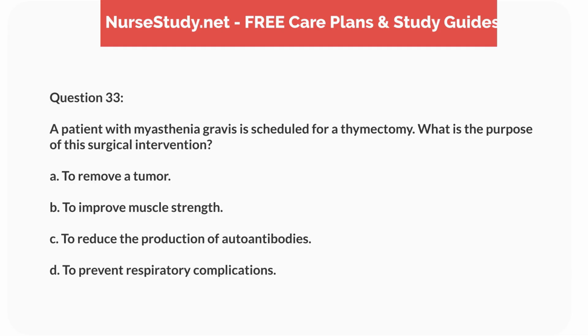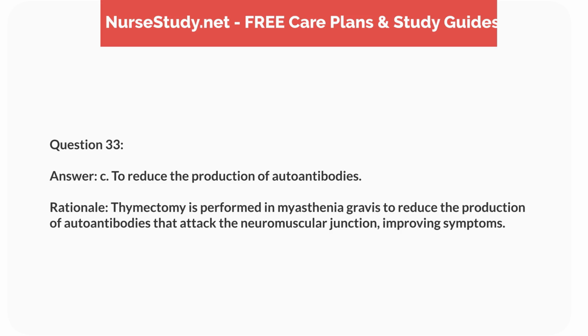Question 33. A patient with myasthenia gravis is scheduled for a thymectomy. What is the purpose of this surgical intervention? A. To remove a tumor. B. To improve muscle strength. C. To reduce the production of autoantibodies. D. To prevent respiratory complications. Answer: C. To reduce the production of autoantibodies. Rationale: thymectomy is performed in myasthenia gravis to reduce the production of autoantibodies that attack the neuromuscular junction, improving symptoms.